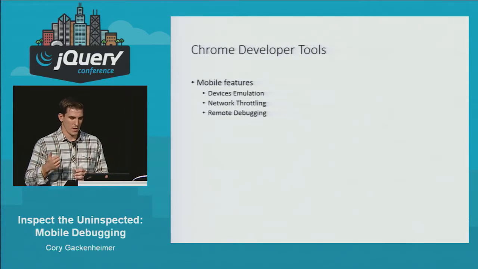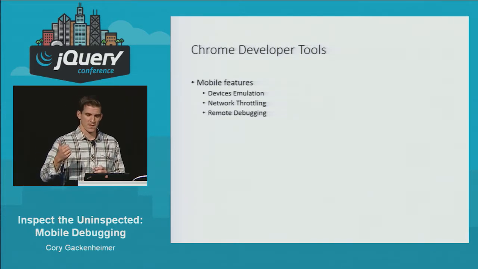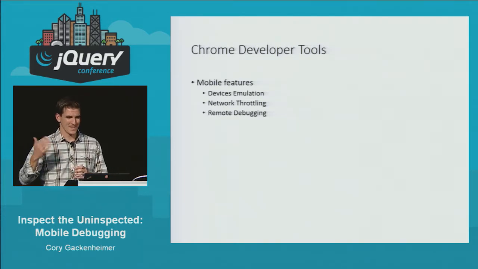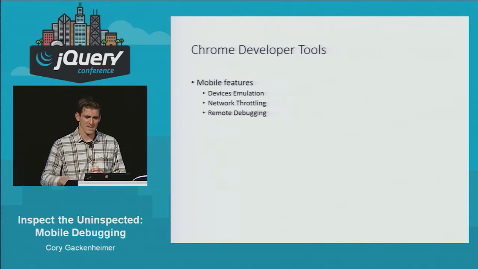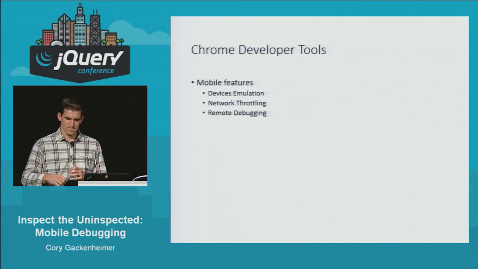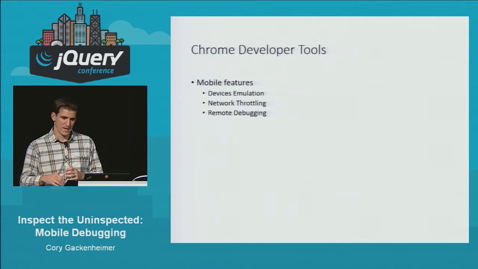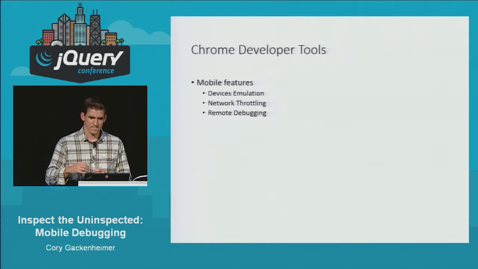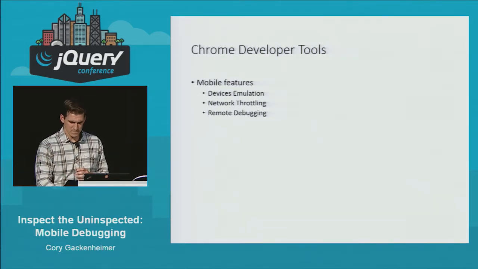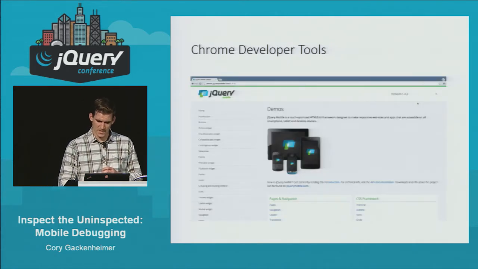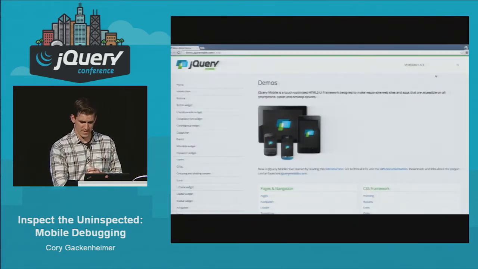One of the things is device emulation. They've got like 30 devices, I think, that you can pick from, and it emulates the screen size and everything right in your browser. It also has network throttling and remote debugging. Now let's take a look at what we can do with this device emulation and network throttling.